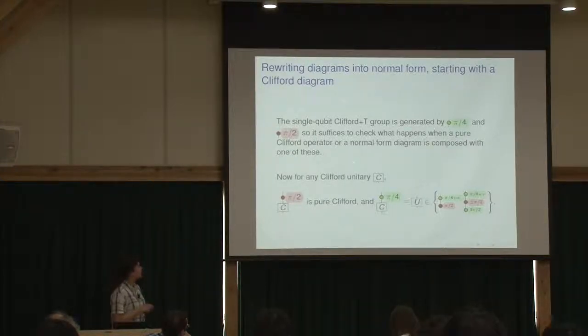So first, if we start with a Clifford operator and apply a red pi by 2, the result is still going to be Clifford, so that's trivial. If we start with a Clifford operator and compose that with a green pi by 4, then that's just the thing that we previously called U, which is a normal form diagram in its own right, because we don't have to have any copies of V, and the W that sits on the top of our normal form diagram can be the identity, so U in itself is a normal form diagram. So in this case, we're good.